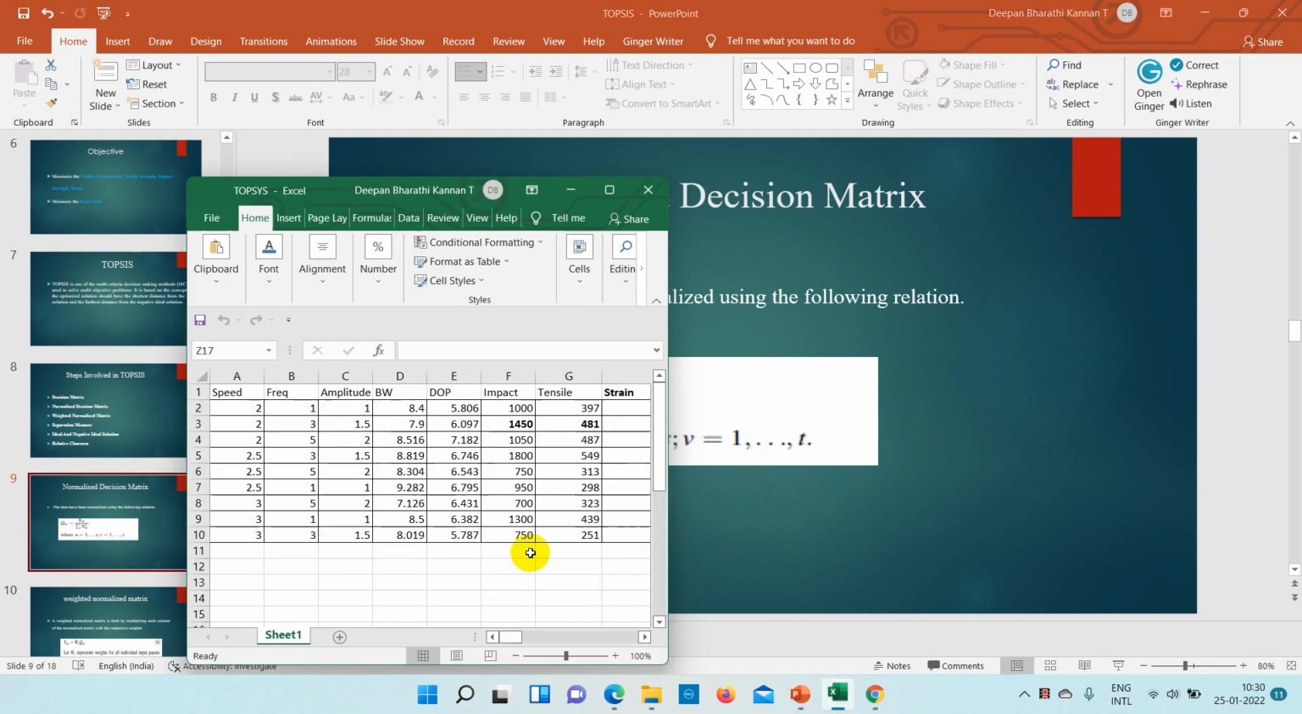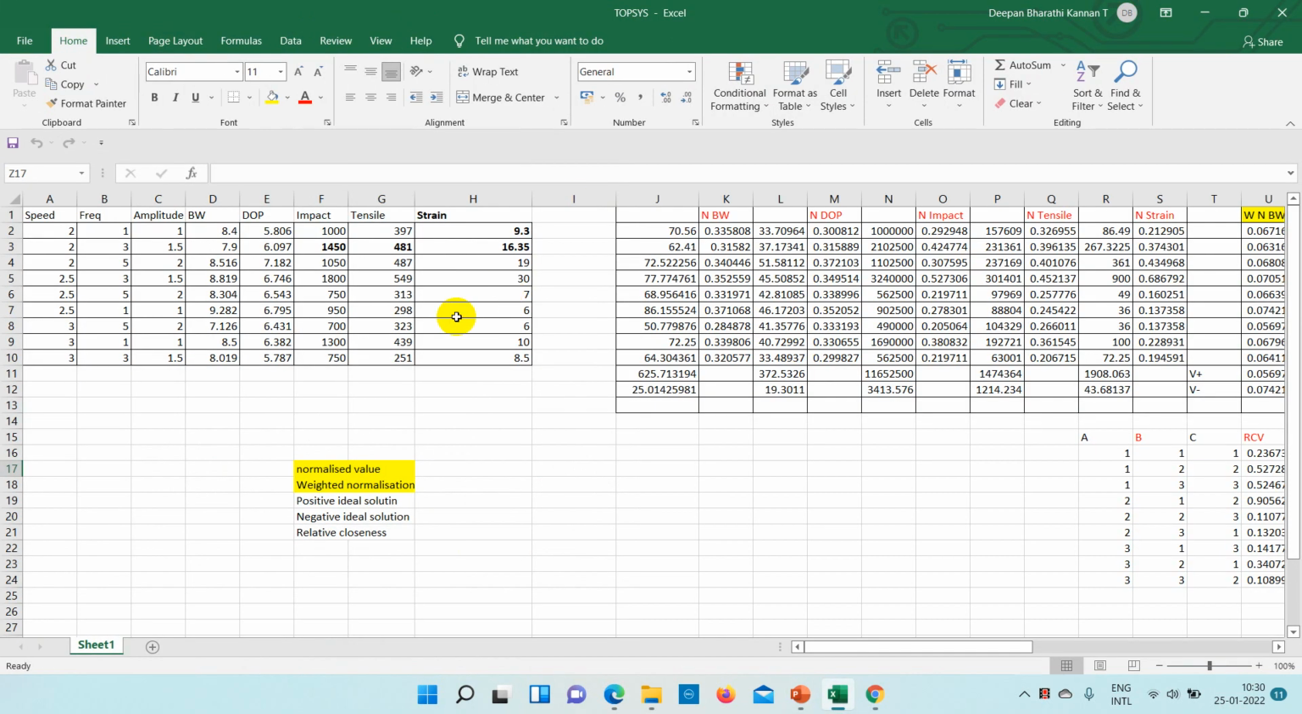I have already copied the data in Excel, the input parameters and corresponding output parameters. Now I want to calculate the normalized value for all these output parameters. For example, 8.4 is there. Basically what we try to do here is convert the output parameters into the range of 0 to 1. Let's see how to normalize it.